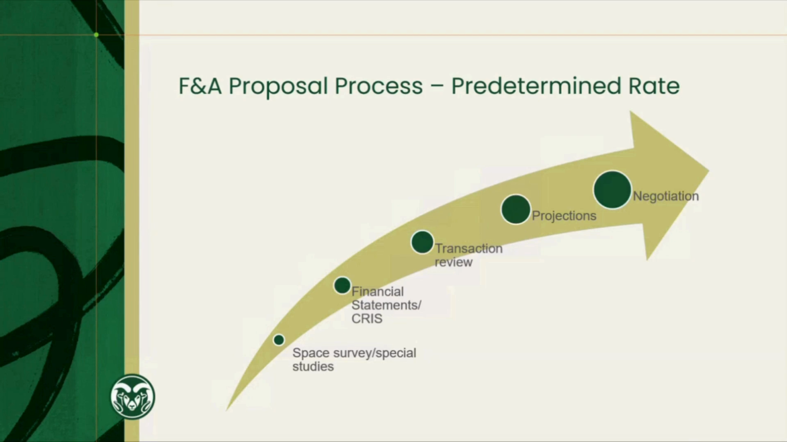Then once the financial year is over and we get the audit done and we have final financial statements, we'll load all the financial information into the comprehensive rate information system, which is a piece of software that colleges and universities use to create a proposal. And then Jackie and her team will begin the transaction review. So we'll scrub all the transactions and make sure there aren't any bear statues or yachts or unallowable things in those cost pools that we are using.